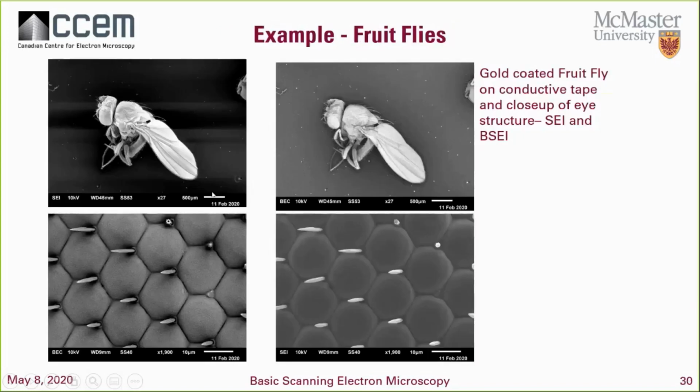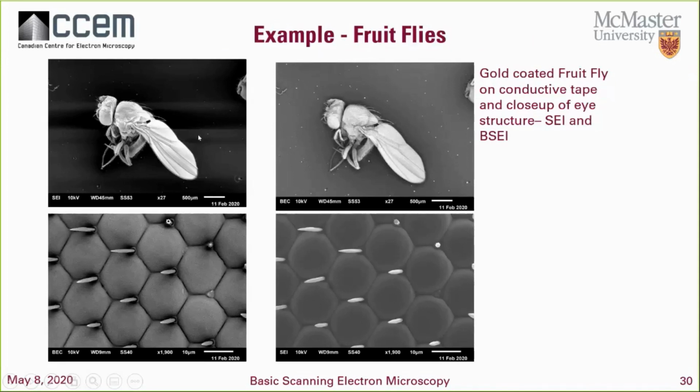Here we can see some biological material. With the fruit fly here, you can see in the secondary electron image that we are getting some charging, so there's some banding showing up. It's not terribly severe. It is gold coated, and it's sitting on conductive tape.